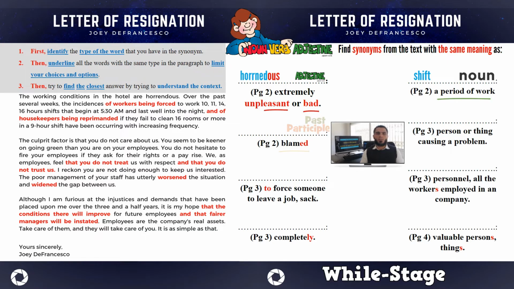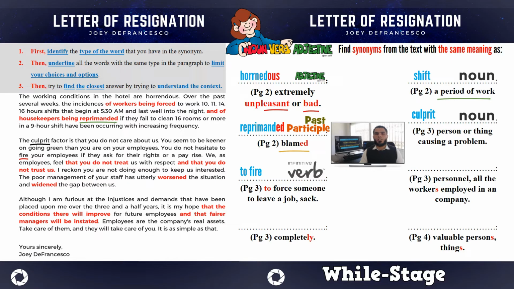Here we need a past participle form with the same meaning as blamed, so the answer is reprimanded. The word with the same meaning as a person or thing causing a problem is culprit. So here again, we need a noun in the singular form. As for the verb with the same meaning as to force someone to leave, the answer is to fire. As you can see, in the explanation of the verb, we have an infinitive verb, which is to force, and the answer is to fire, which is in the infinitive form.